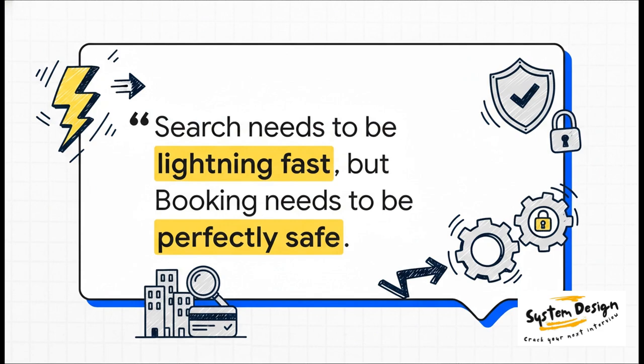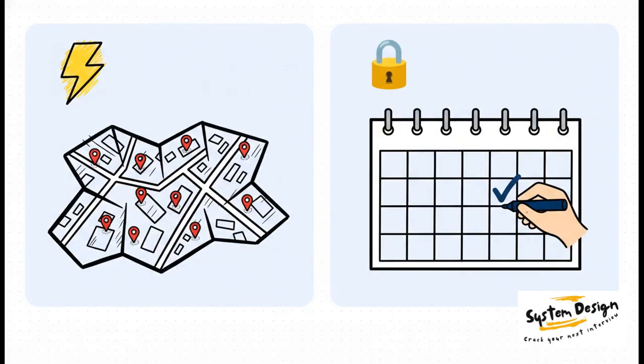The thing is, you just can't optimize for both at the same time with the same system. So what do you do? Well, the solution is actually pretty elegant. You build two completely separate systems, each one tailor-made for its job. The search system, think of it like a handy city map you pull up on your phone. It's super fast, and you know what?